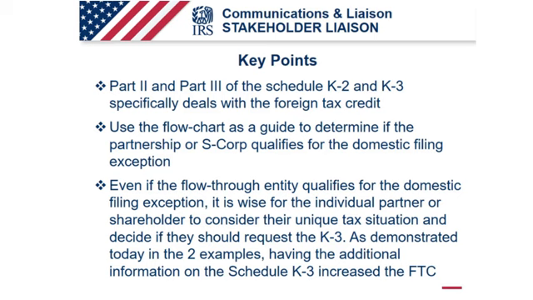And then finally, and probably most importantly, even if the flow-through entity qualifies for the domestic filing exception, I think it is still wise for the individual partner or the shareholder to consider their unique tax situation and decide if they should nonetheless request a Schedule K-3. As demonstrated by Jeff today in those two examples, having the additional information from the Schedule K-3 actually increased the foreign tax credit.